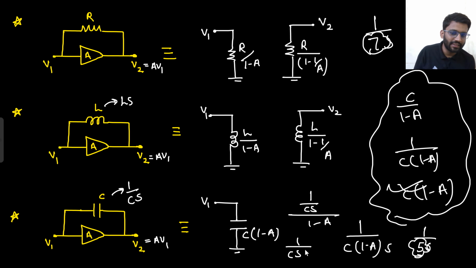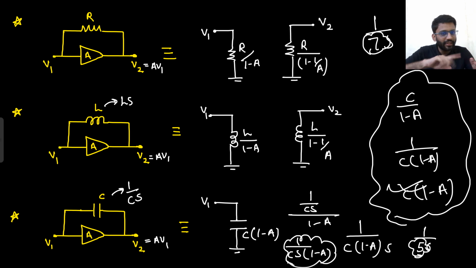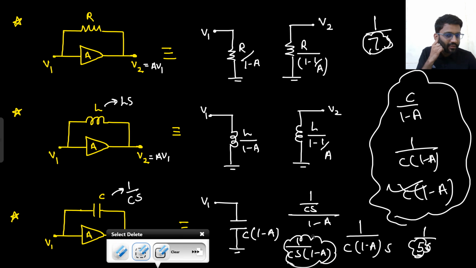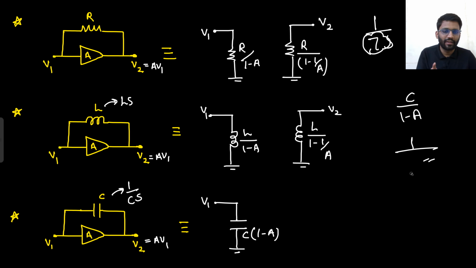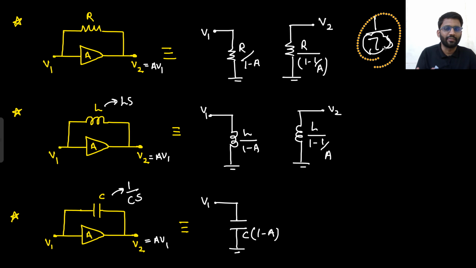That would be 1 upon Cs into 1 minus A. That would be the impedance. Are you getting this point or not? Say yes or no. So this is the impedance provided. If you know the impedance provided, then you can write down the value of capacitance. This is simple network analysis only, but still I know a lot of guys are not comfortable in network analysis as well. So this we have explained.